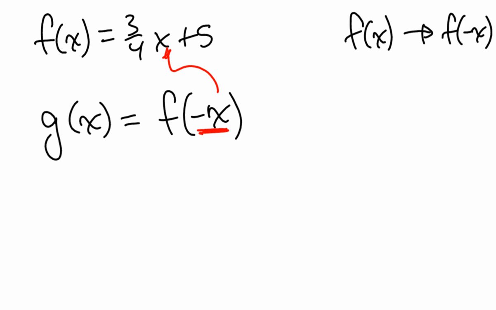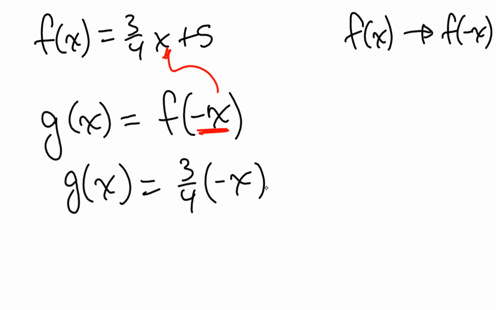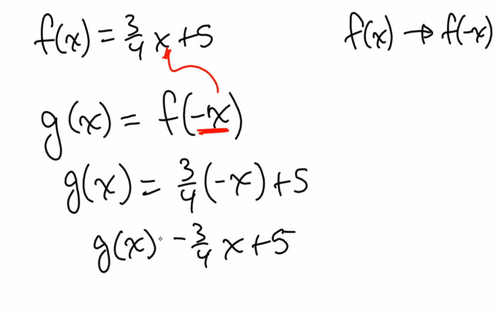And when I do that, g of x becomes 3/4, and then instead of times x, it's times negative x, and then plus 5. If I simplify that, it's now negative 3/4 x plus 5. So this g of x should be exactly what I need to produce a reflection across the y-axis. Let me grab that.